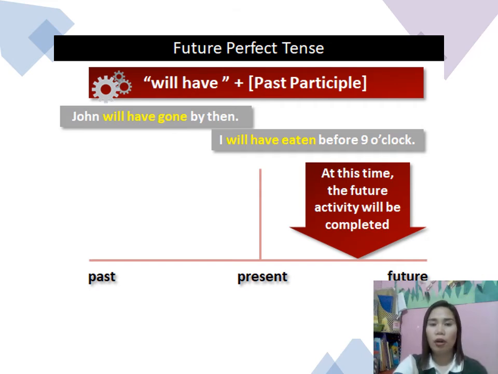John will have gone by then. So will have gone. Next, I will have eaten before 9 o'clock. At this time, the future activity will be completed. So that is in the future. So take note of the arrow. Again, the action will have been completed at some point in the future. That is future perfect tense.